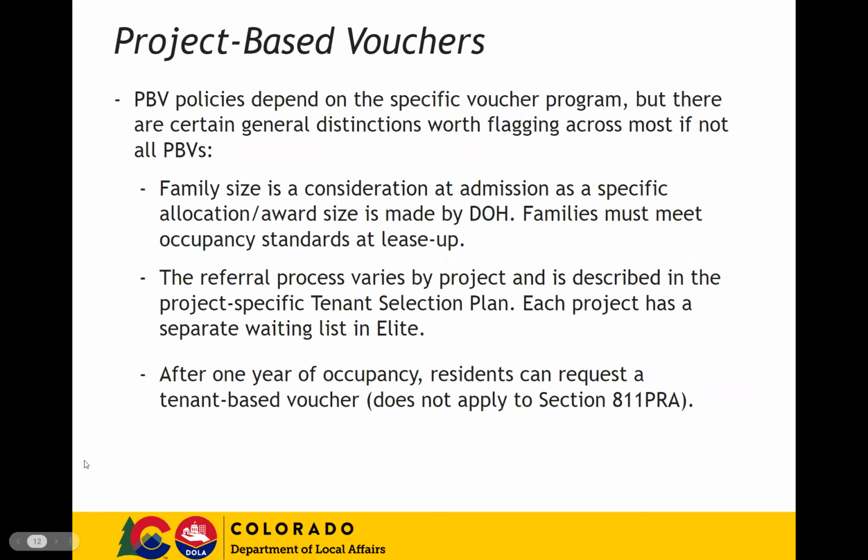So really the policies are specific to the individual program, knowing that we have several different varieties of project-based vouchers. But the big distinctions are around family size consideration. Unlike a tenant-based voucher, where a family goes through the waiting list process and is selected for a voucher, because we're talking about specific units, the family size is a consideration. And so you need to qualify for a specific unit that is available.